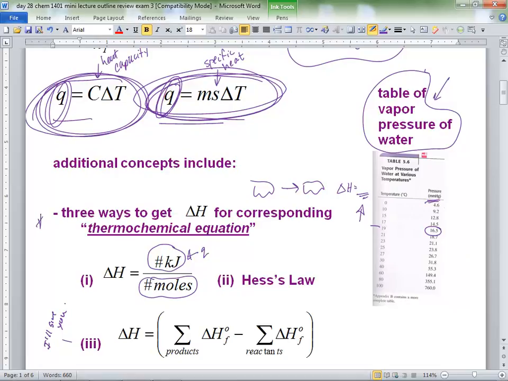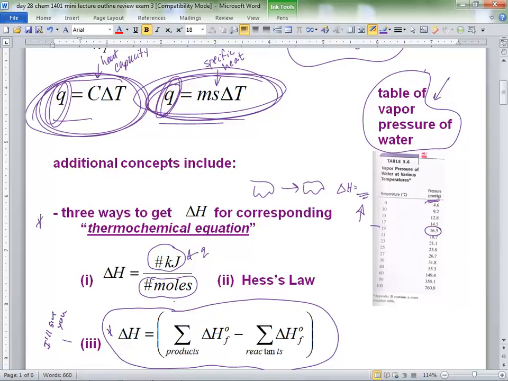Okay, the third one, I'm not even sure if I'll give you the equation for, because it's pretty straightforward. If I gave you the formula on the quiz, then I'll give it to you on the exam. I don't remember if I did or not. But it's not too bad. What do they have to give you for this type of question, to find the enthalpy for a reaction?